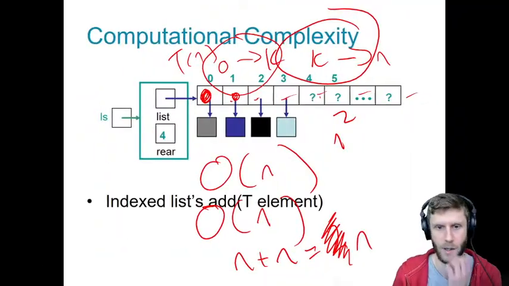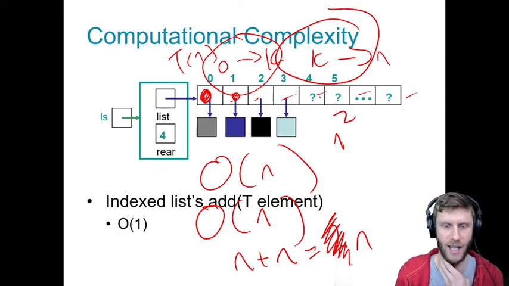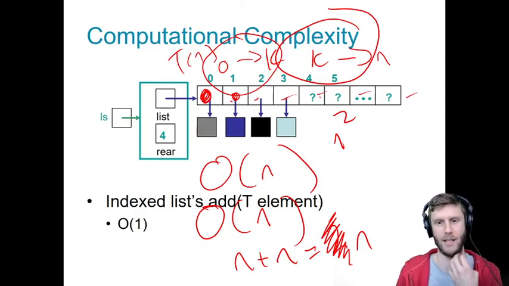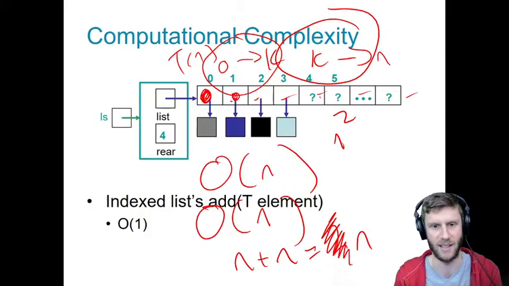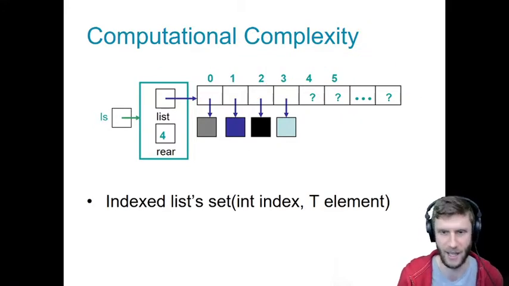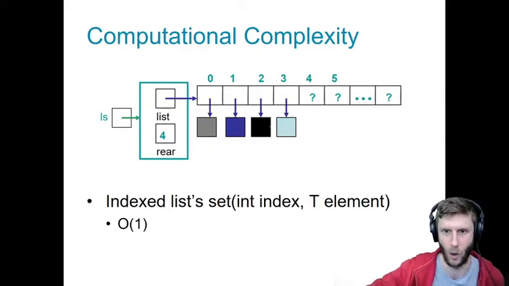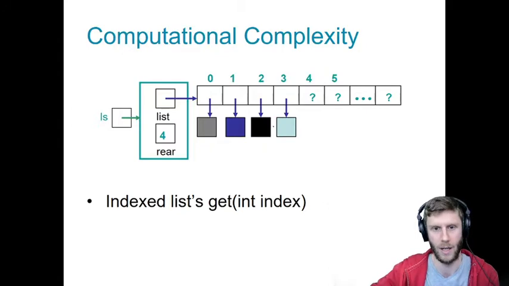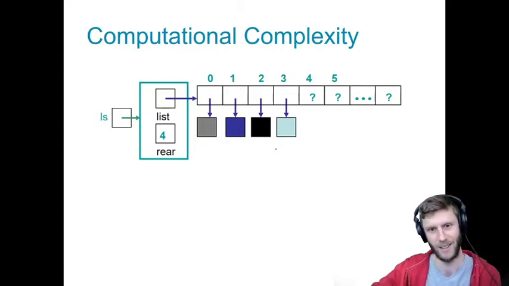Index list, add T element. Well, that just adds it to the end. Index list, set an element at an index. Well, that's order 1 because this overwrites something. Index lists, get something at a given index. Well, that's just order 1.